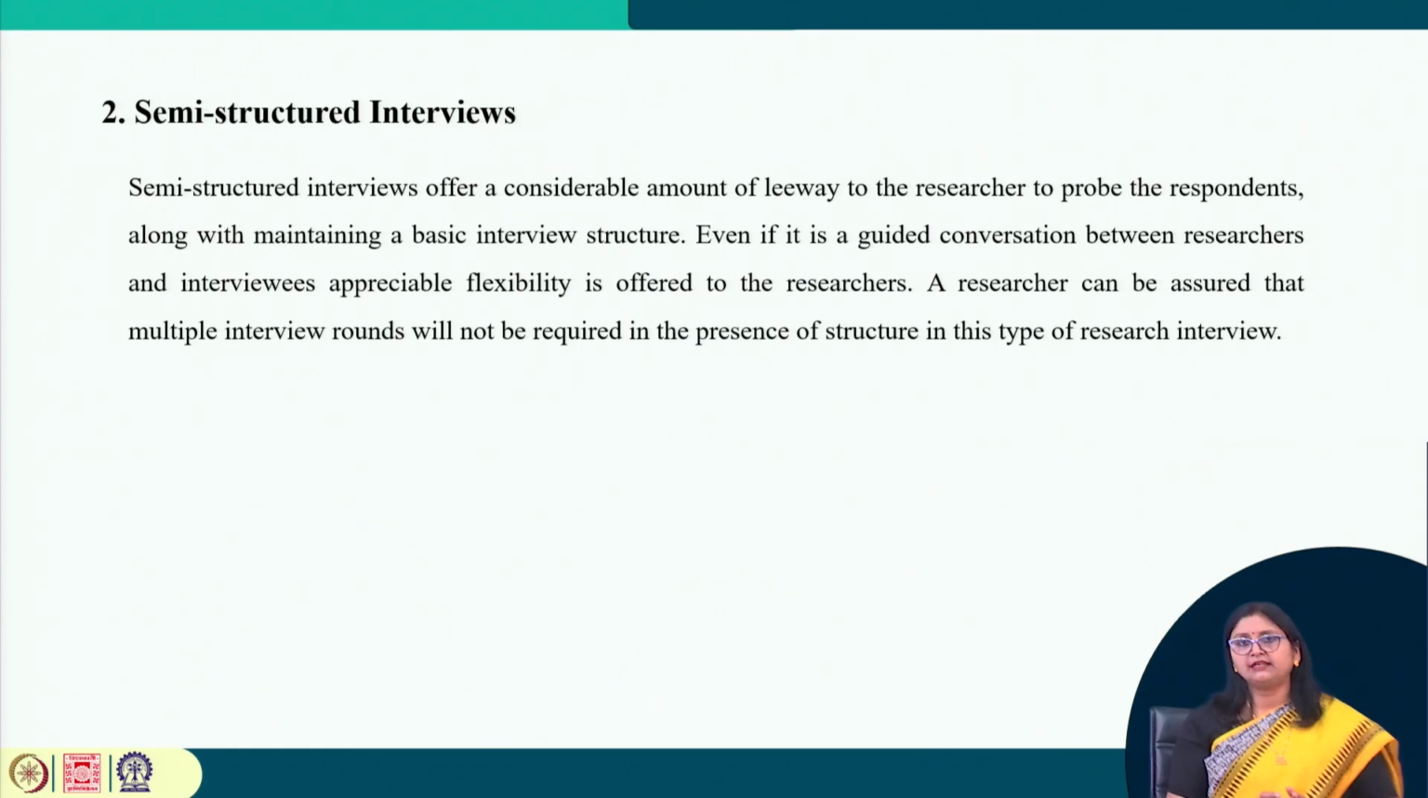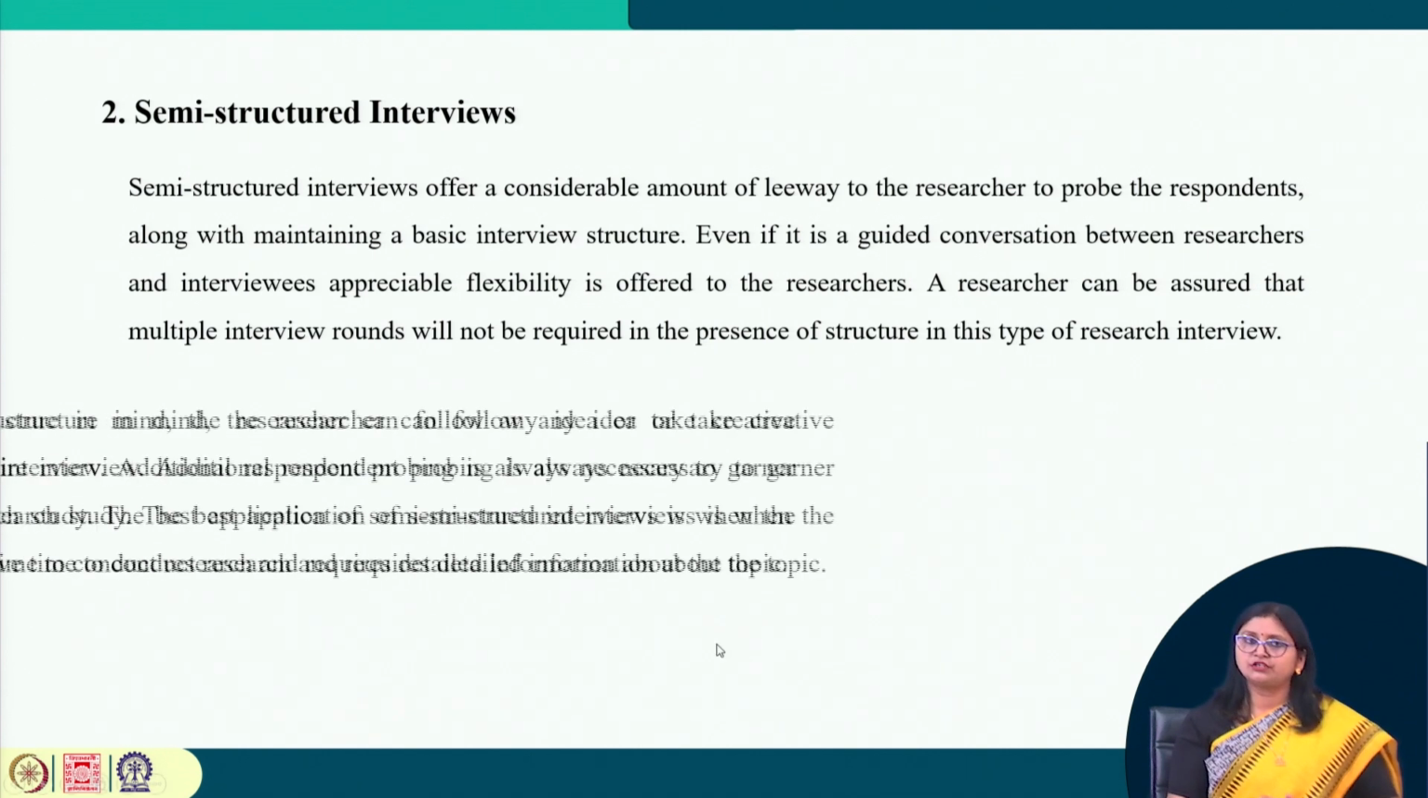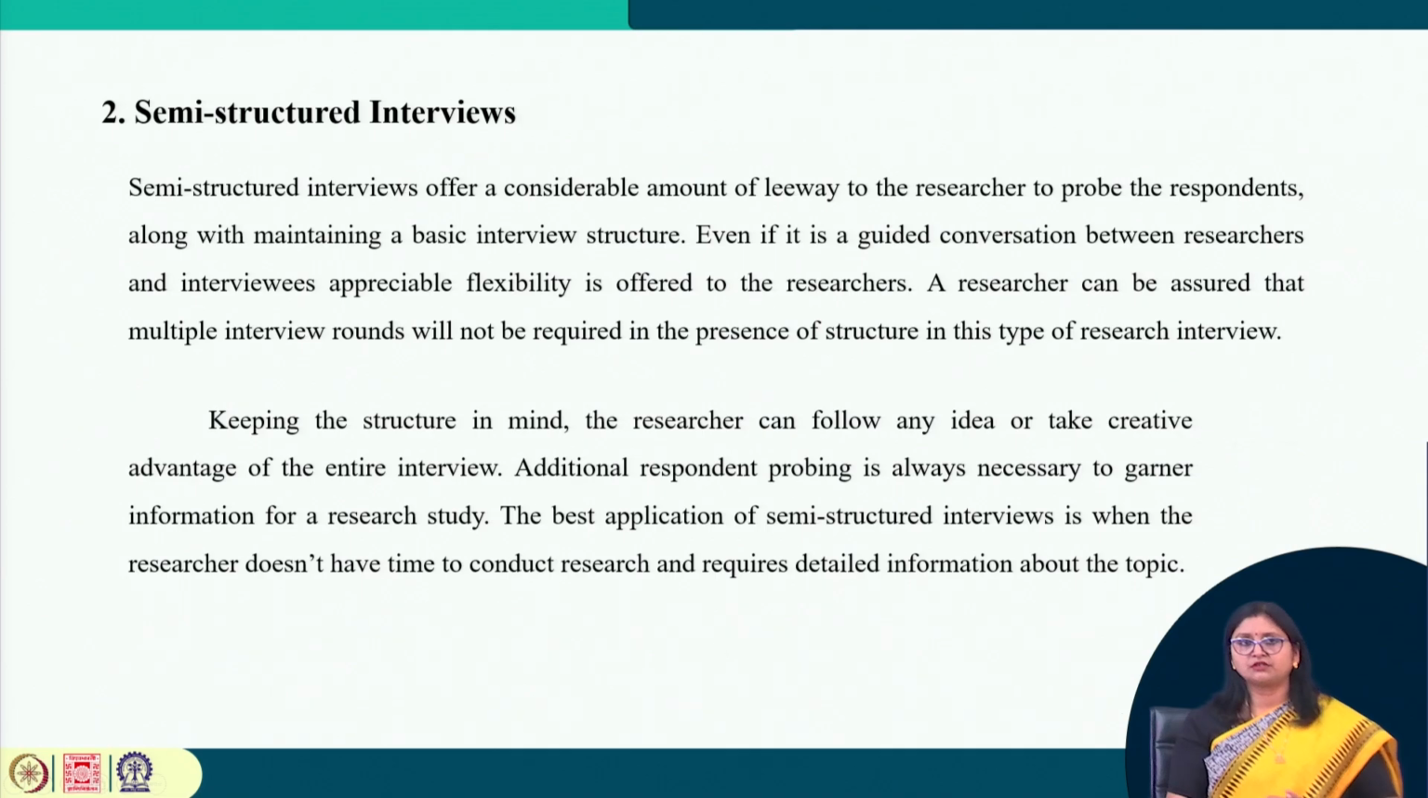Even if it is a guided conversation between the researcher and the interviewees, applicable flexibility is offered to the researchers. A researcher can be assured that multiple interview rounds will not be required in the presence of a structure in this type of research interview. So, keeping the structure in mind, the researcher can follow any idea or create advantage of the entire interview. Additional respondent probing is always necessary to garner information for a research study.